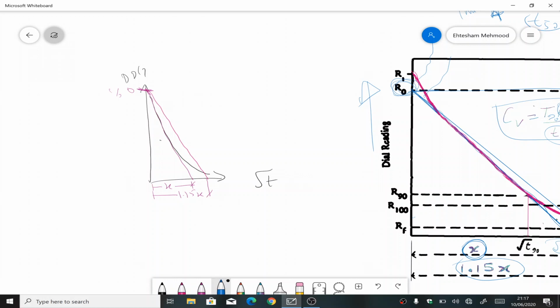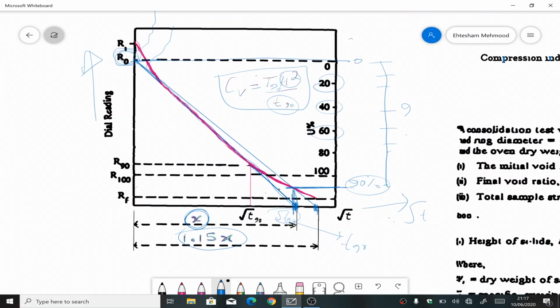Now this is the chart. We saw that it is hitting the graph at this point, so this value is supposed to be 90% consolidation. If I move vertically downward, this value here would be square root t90, because it is all square root values. From there I can find out t90, plug in the values, and then you can find out the CV for your soil specimen.